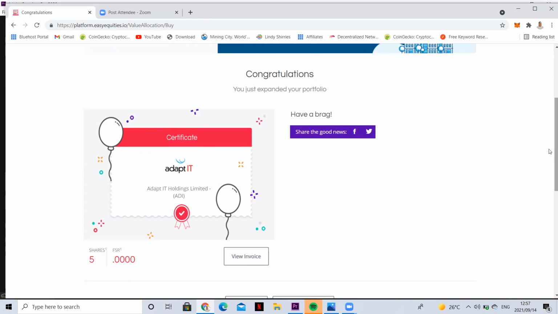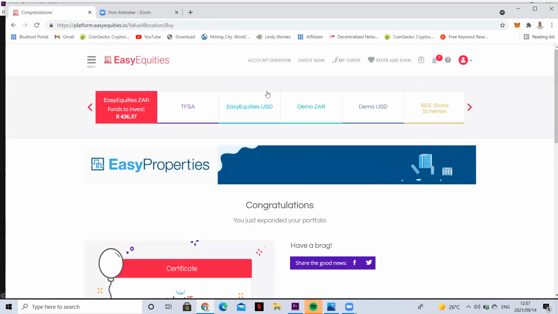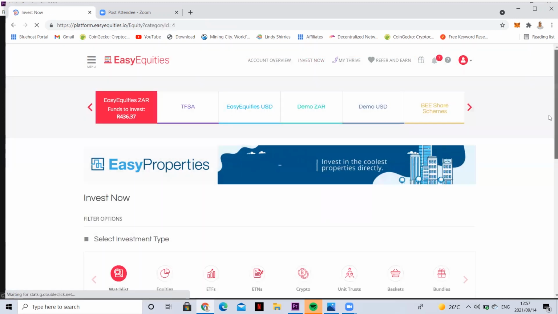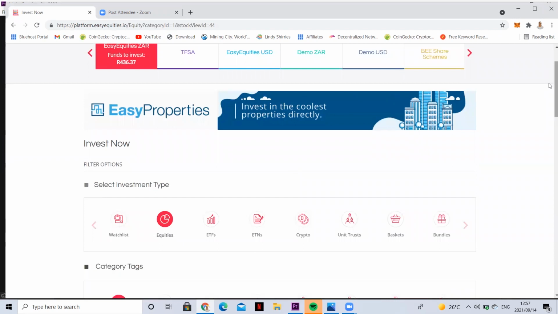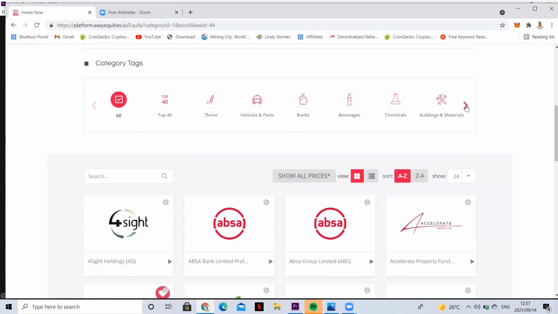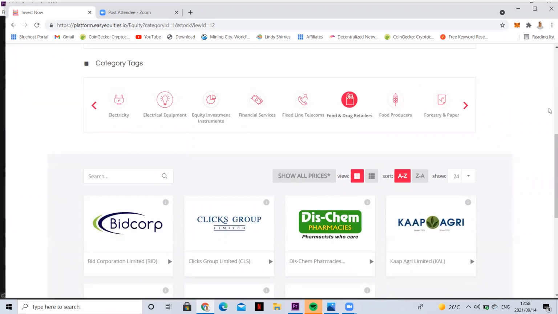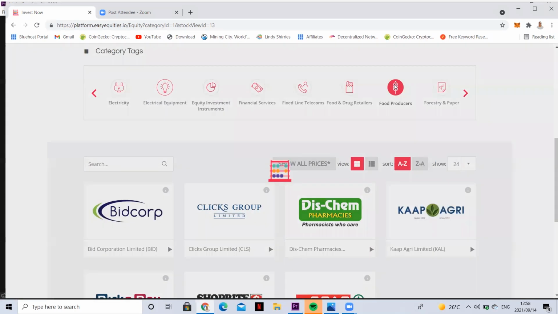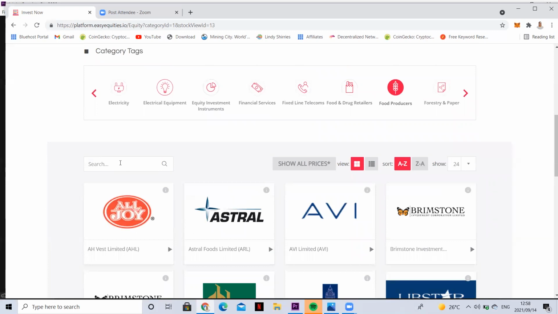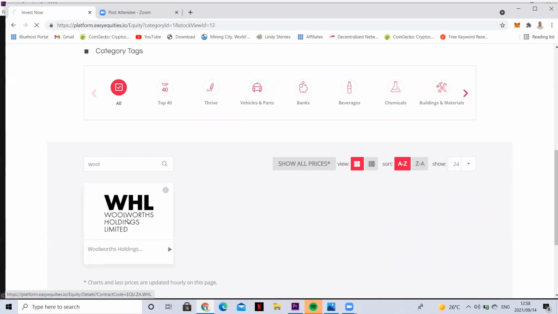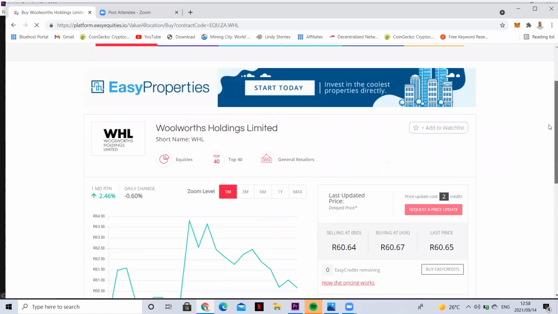The third one is food, Woolworths. For those of you who know Woolworths, we can go to Woolworths, invest now, again Equities, and then I will look for food and retailers, food, drug. Yeah, let's just select there. And okay, there's no Woolworths food. It's not a food producer. So let me just search for Woolworths here. You know what? I think it's best when I search. Okay, and now it's here.